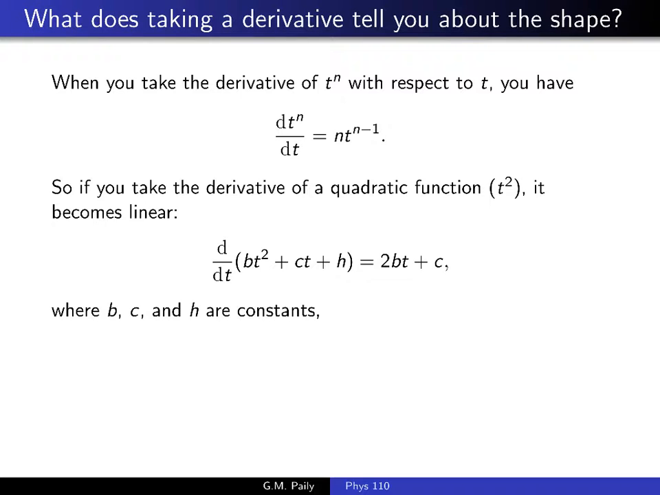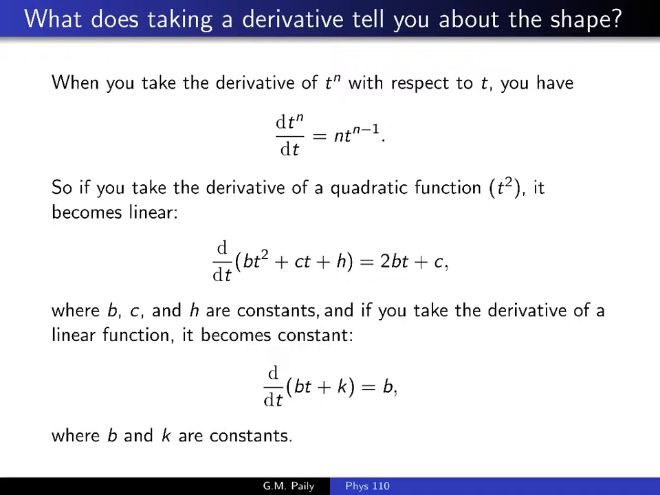So, if you take the derivative of a quadratic function, like t squared, it becomes linear. Here's a general example. Here b, c, and h are just constants, and we can see when we take the derivative of bt squared, we get 2bt. When we take the derivative of ct, we just get c, and h has gone away, because the derivative of a constant is 0. So it has gone from a quadratic function to a linear function. And similarly, if you take the derivative of a linear function, say bt plus k, then you just get a constant.